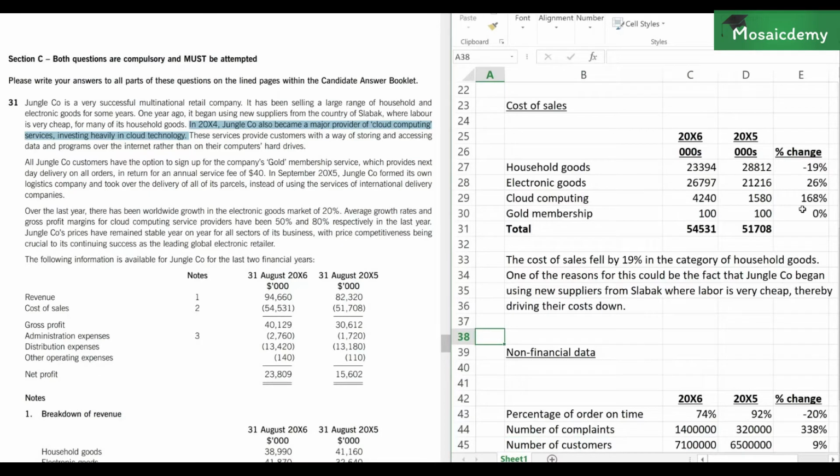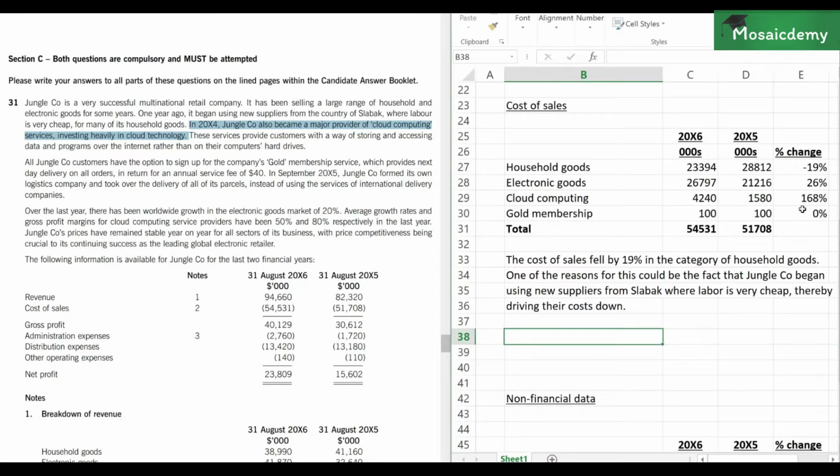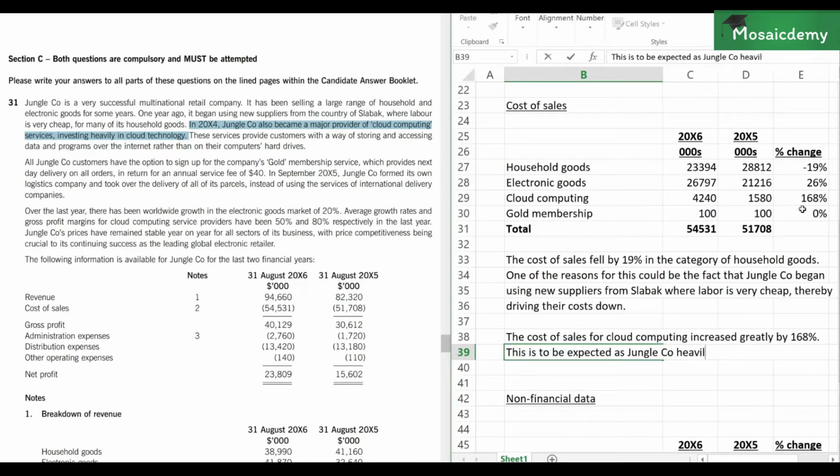So we can see the cost of sales for cloud computing increased greatly by 168%, right? This is to be expected as Jungle Co heavily invested in this area to grow revenues, which would also result in higher costs.